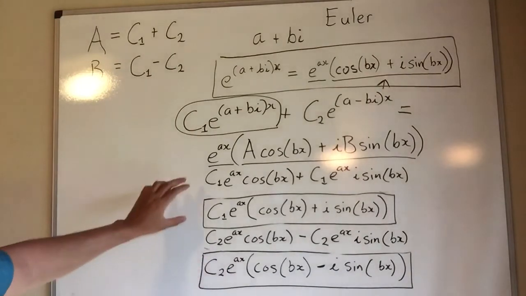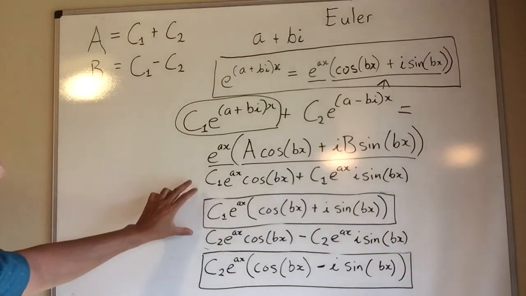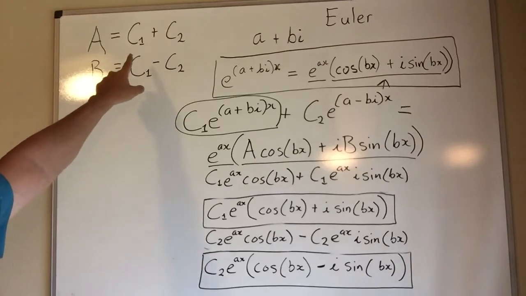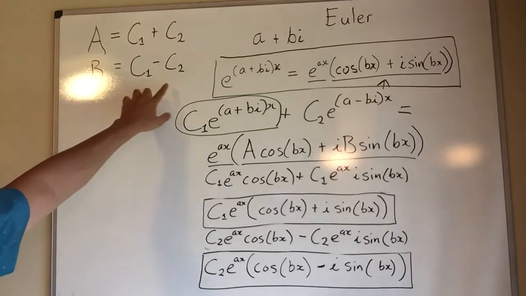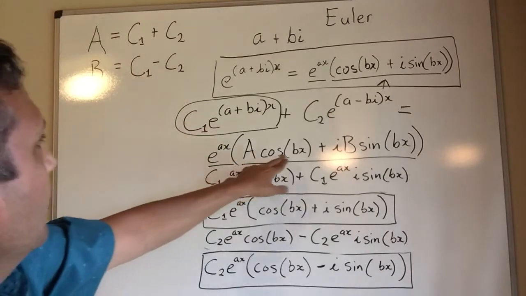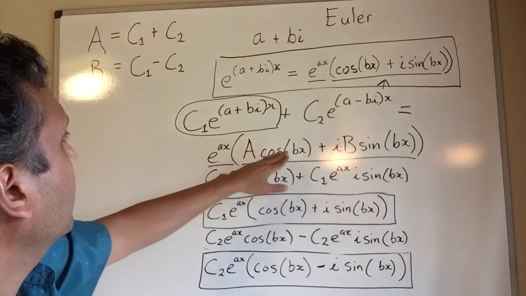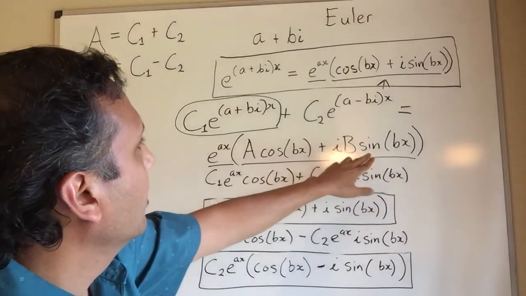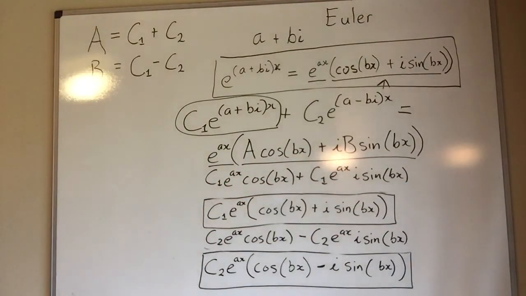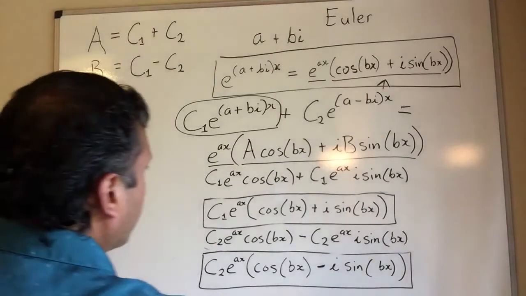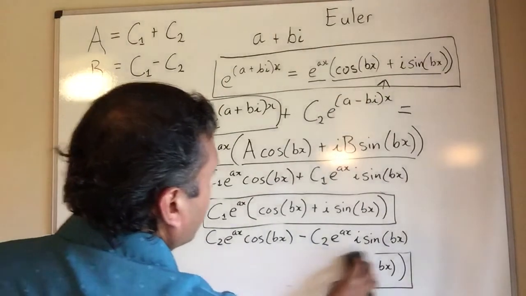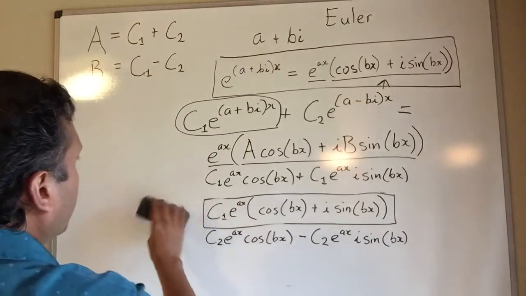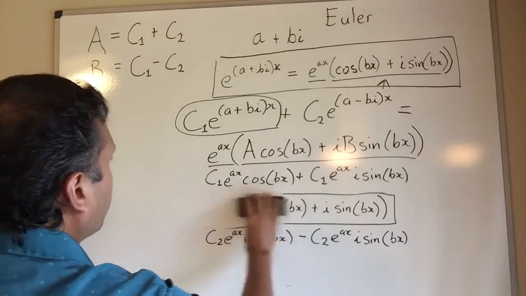Okay, so now I notice that A is C1 and C2, and then B is C1 and C2, cos, A cos BX and I sine BX. Okay. All right. So now to make room, I'm going to erase these calculations or expressions. Here, this one, and this one.